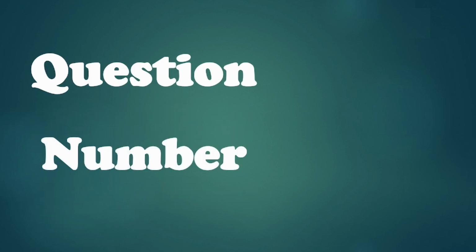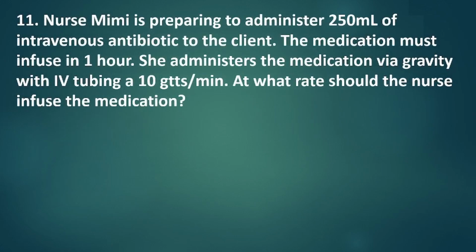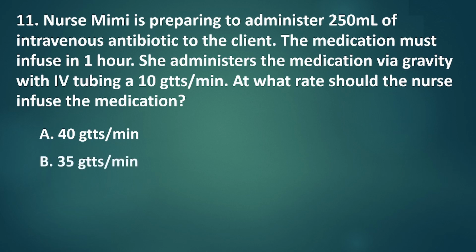Question number 11. Nurse Mimi is preparing to administer 250 milliliters of intravenous antibiotic to the client. The medication must infuse in 1 hour. She administers the medication via gravity with IV tubing at a drop factor of 10 drops per milliliter. At what rate should the nurse infuse the medication? A. 40 drops per minute. B. 35 drops per minute. C. 25 drops per minute. D. 30 drops per minute.